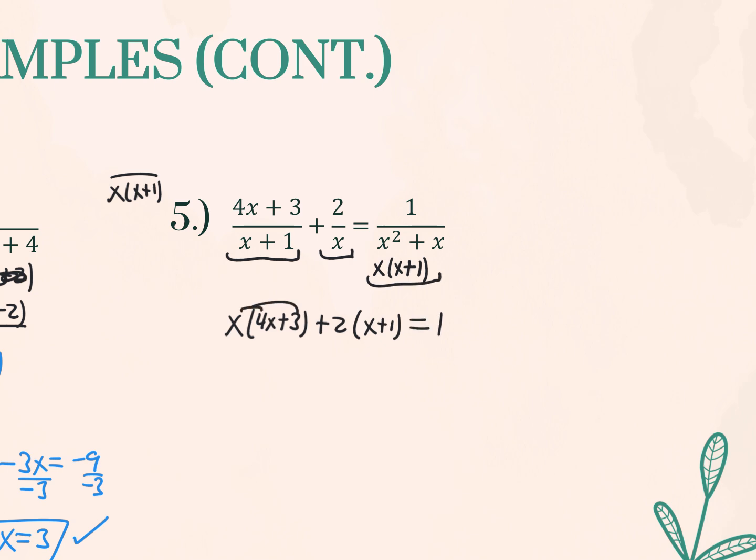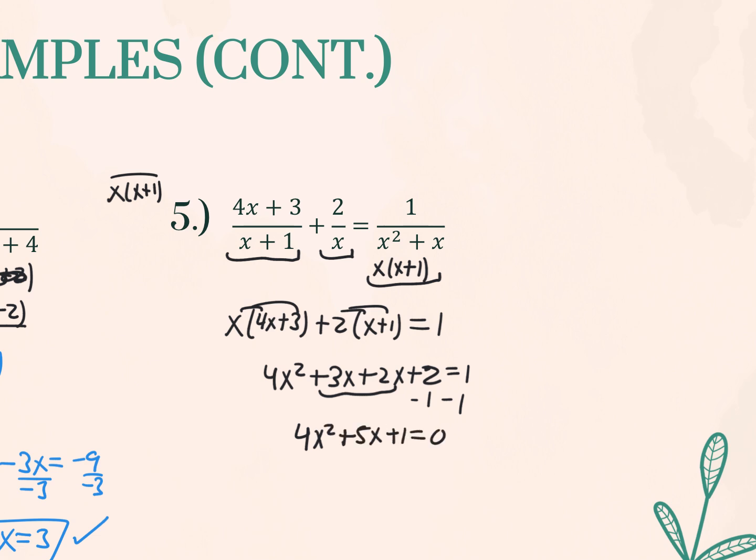All right, now let's distribute x. Distribute 2 to simplify as much as we can. So I get a 4x squared plus 3x plus 2x plus 2. Equals 1. All right, combine like terms. There is a squared in this problem, so we want to make sure that everything is on one side, set it equal to 0, and then we want to see if we can factor it. All right, so let's subtract 1 on both sides and then combine the 3x and the 2x. So this is going to get us a 4x squared plus 5x plus 1 equals 0.